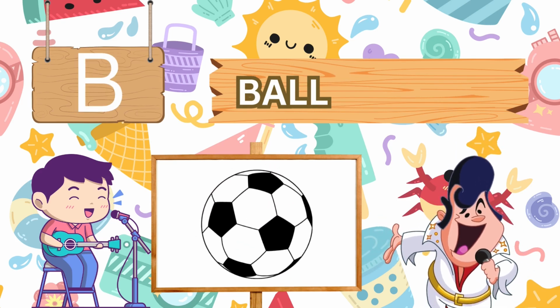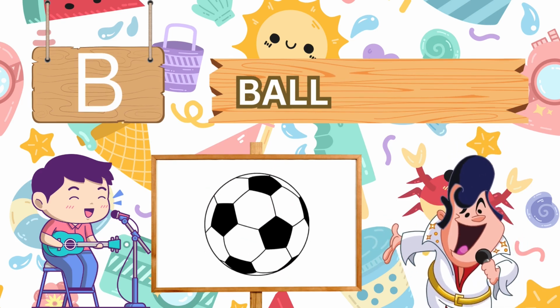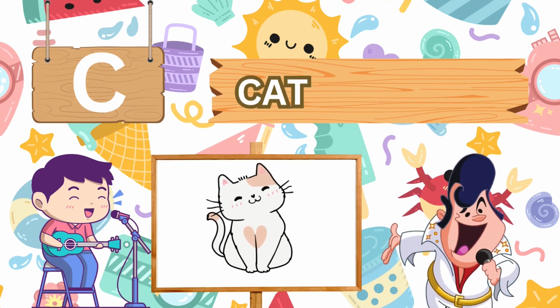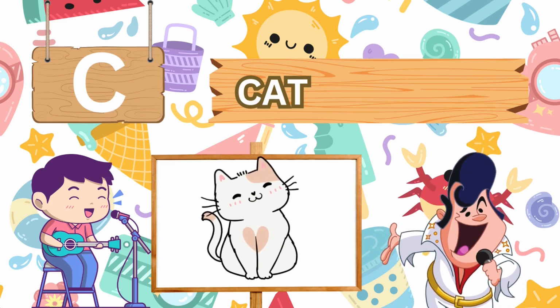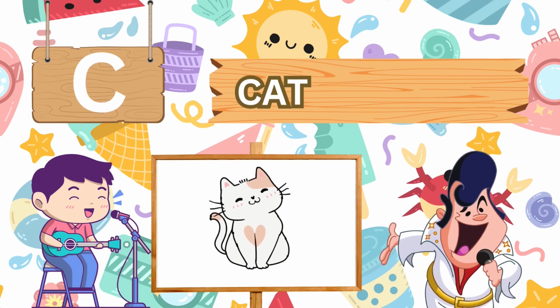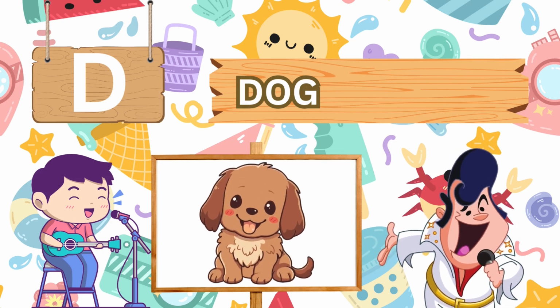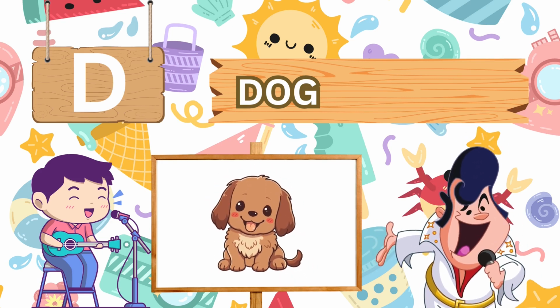This is the letter B. B is for ball. Say again, ball, ball. This is the letter C. C is for cat. Say again, cat, cat. This is the letter D. D is for dog. Say again, dog, dog.